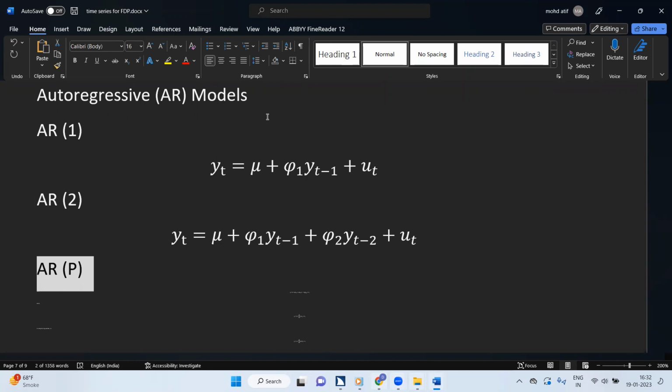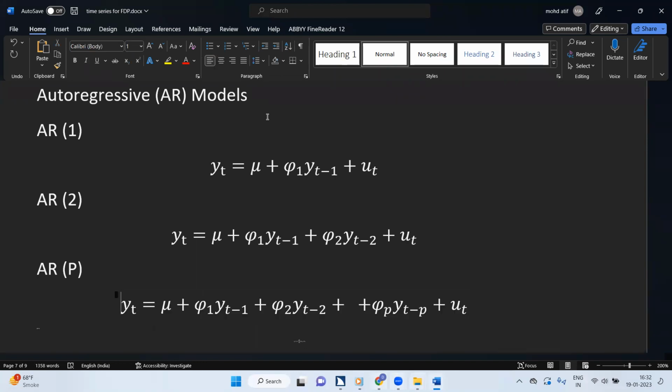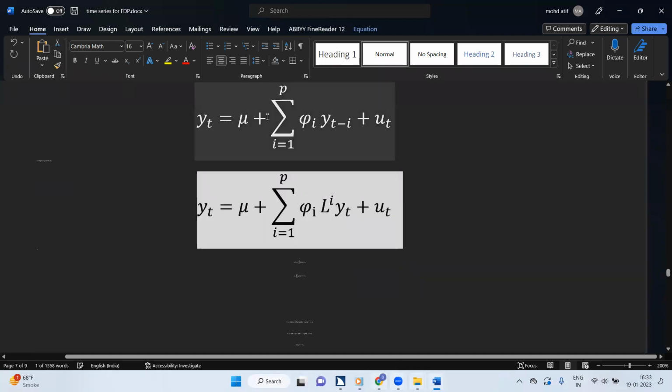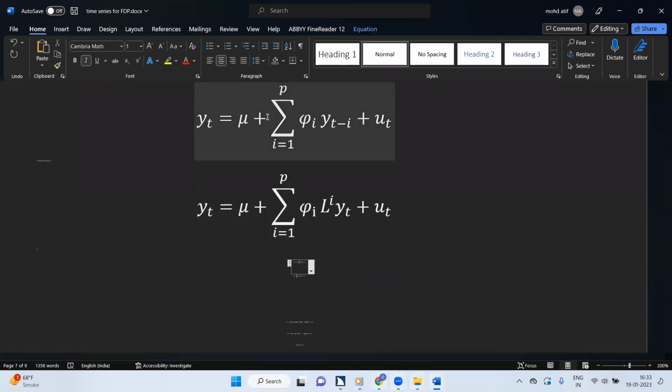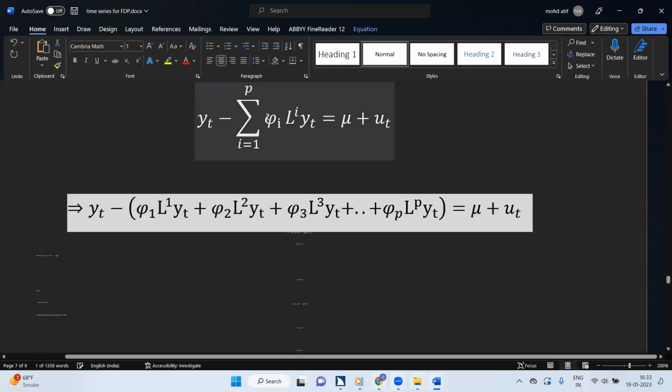Then we can say that the past p values are important. And we can denote it this way. Or we can also denote it this way, using summation notation, summation from i equals 1 up to p, phi i Yt minus i plus Ut. These are just ways of denoting it. Or we can make use of the lag operator. So what we can do, we can take this entire process to the left hand side. And if we further solve it, it becomes this.